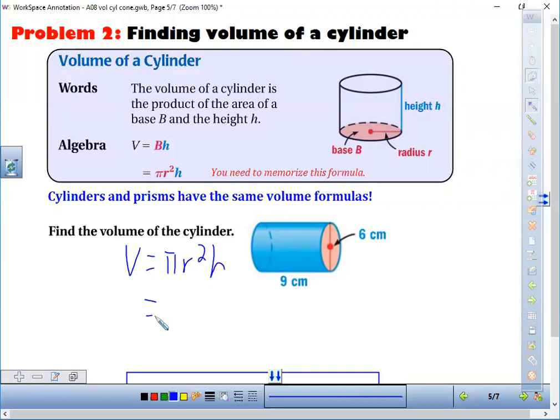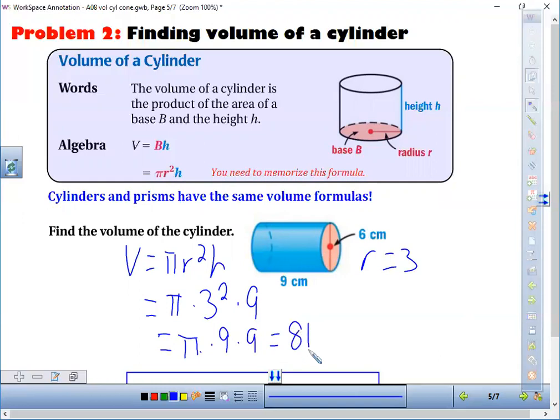So pi times r squared. Well, the radius here, well, the diameter is 6. So we need to cut that in half. The radius is going to be 3. So times 3 squared times the height of the cylinder. Again, height is from the base to the other base, so that's 9. So we have pi times 3 squared times 9. So pi times 9 times 9. So you could say it was 81 pi.